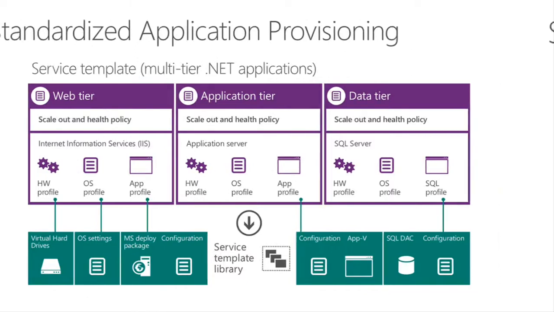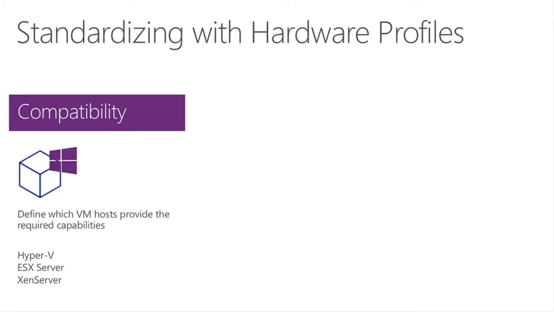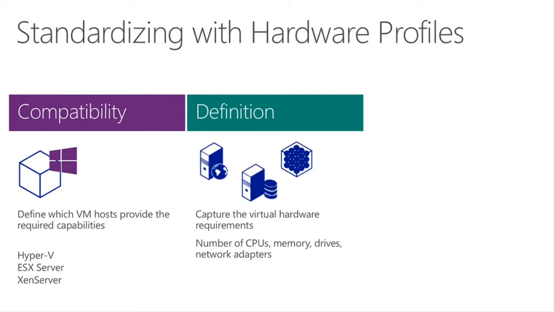So let's look at standardizing with hardware profiles and take a deeper look at those. There are three sets of information that can be configured in our hardware profiles. First, compatibility. So you can simply define which virtual machine hosts offer the required capabilities. And you can also define your own profiles. Next, we have definition. Definitions define the virtual hardware requirements such as number of processors, memory, bus configuration, whether you're using IDE, SCSI, networking, and so on.